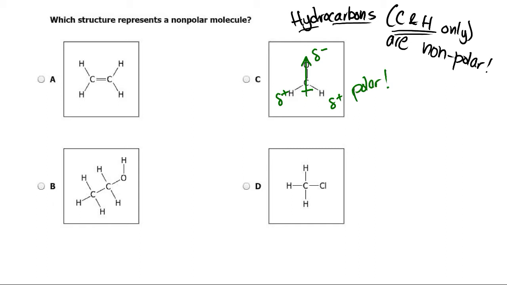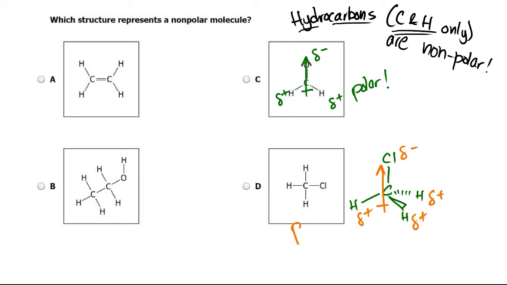If you were to draw chloromethane in a three-dimensional VSEPR structure, it doesn't matter where you put the chlorine, but this is a polar molecule because electrons are going to hang out more on the chlorine side because chlorine is electronegative. And then you have electropositive everywhere else. So because this is uneven, it is also polar.